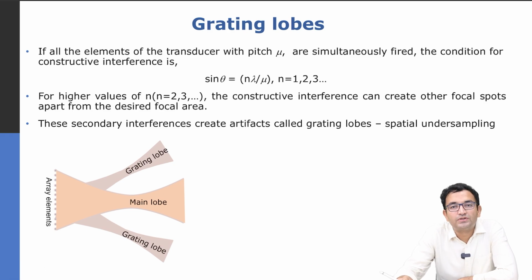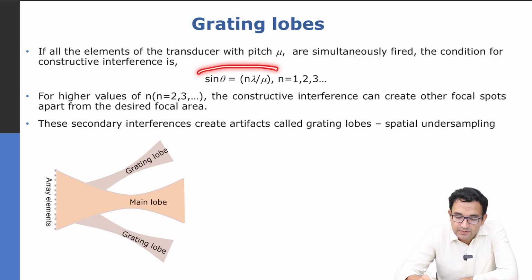We also discussed side lobes. If you remember apodization, we discussed spatial side lobes, which are poor for the contrast resolution of the image. But there are also additional side lobes in array signal processing called grating lobes. These grating lobes arise from spatial undersampling. For example, if you have transducers with a certain pitch and you are trying to do beam steering, and if this pitch is not appropriate, then you will get these grating lobes because of this condition where the constructive interference happens not only in the direction of the main lobe, but at these angles also, where sin theta equals n lambda by mu.